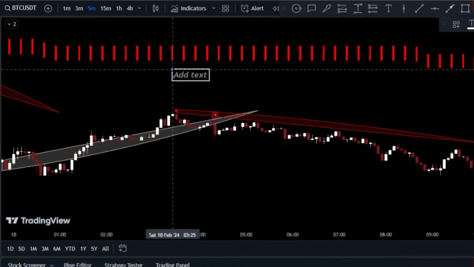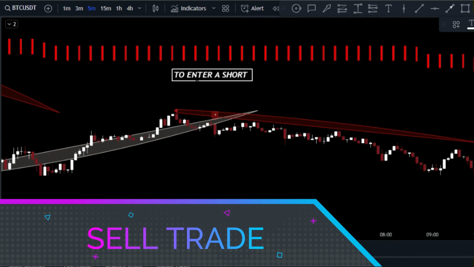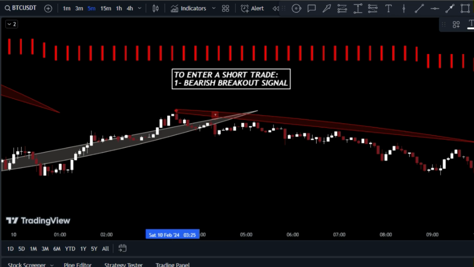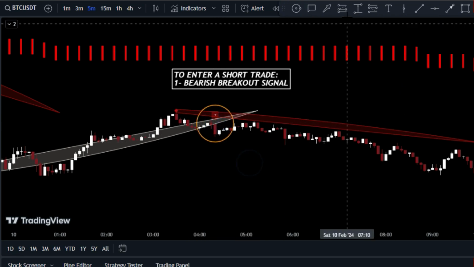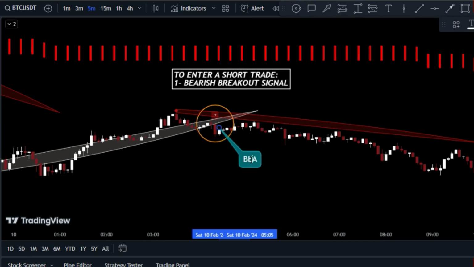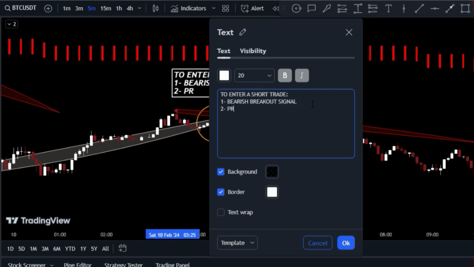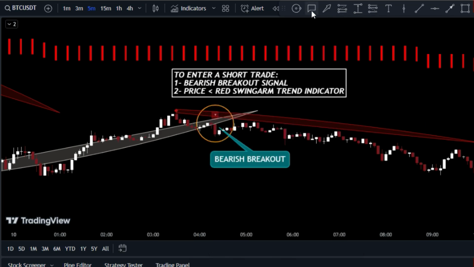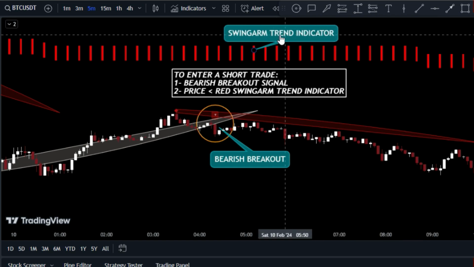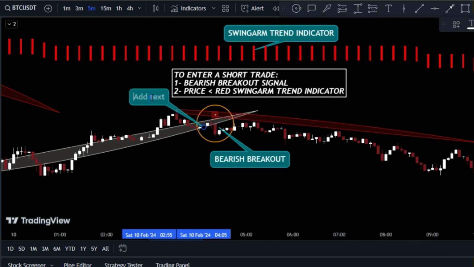And for initiating a short trade, we need to satisfy a couple of prerequisites. Initially, we should observe a bearish breakout signal, which is triggered by the breakout of the trend line. Subsequently, we need to confirm that the market trend is downward and that our trade aligns with this trend. To do this, we'll refer to the swing arm ATR trend indicator. Once both these criteria are fulfilled, we're ready to open a short position.